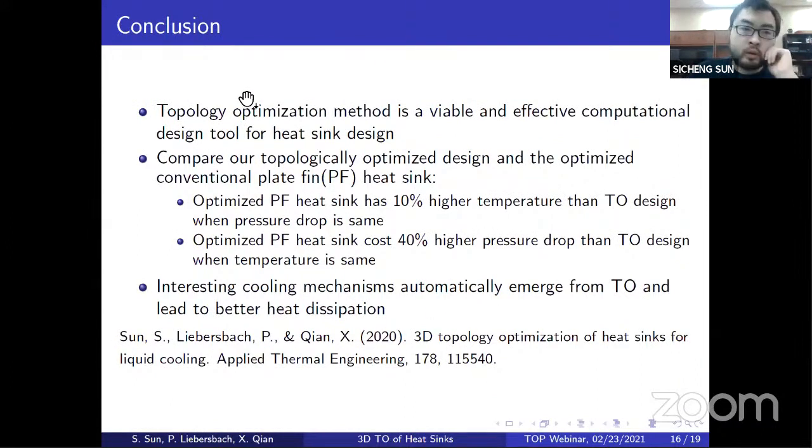So here is our conclusion. First, we prove that the topology optimization method is a viable and effective computational design tool for heatsink design. And comparing our TL design with the optimized PF heatsink, the TL design shows lower temperature when the pressure drop is the same, and also shows less pressure drop when the temperature is the same. We also observe some interesting cooling mechanisms automatically emerged from the TL, which lead to better heat dissipation. This is the paper.